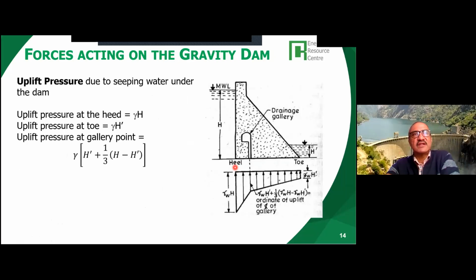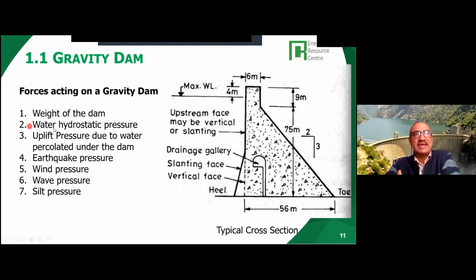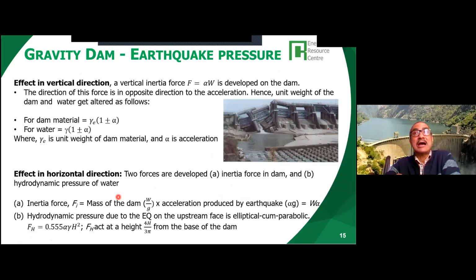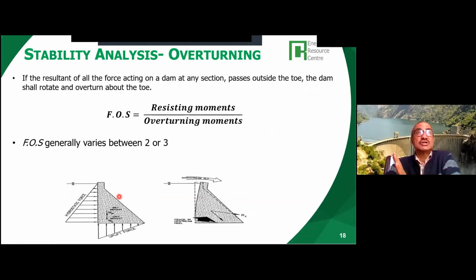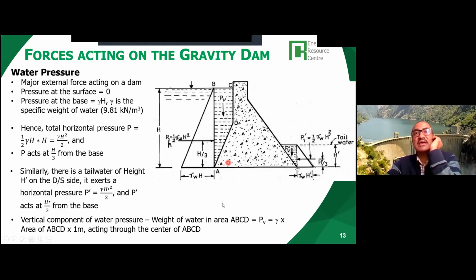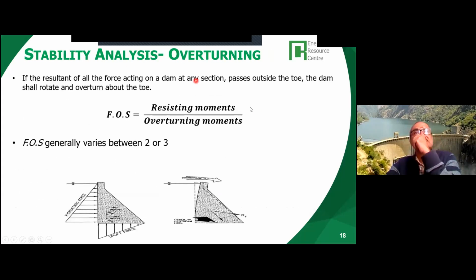Okay, we talked about the different loads of the dam: the weight, the hydrostatic pressure, the uplift pressure, the earthquake pressure, wind pressure, wave pressure, silt pressure. Now, you have the load in different directions. So when you do the stability analysis of the dam, when you design the dam, when you size the dam, when you decide on the dimensions of the dam, what should be the base width, what should be the slope, everything, this will depend on these stability analyses.